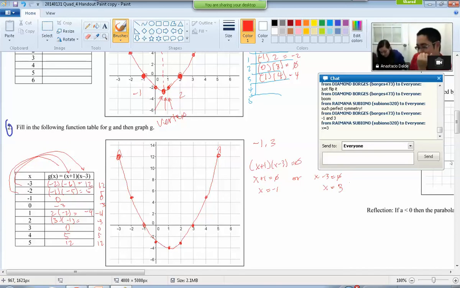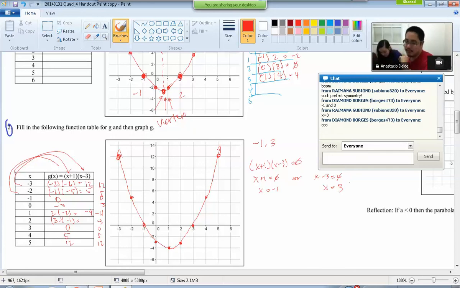Now here's the thing. What are the coordinates of the vertex? Where's the vertex located on this thing? At 1, negative 4.